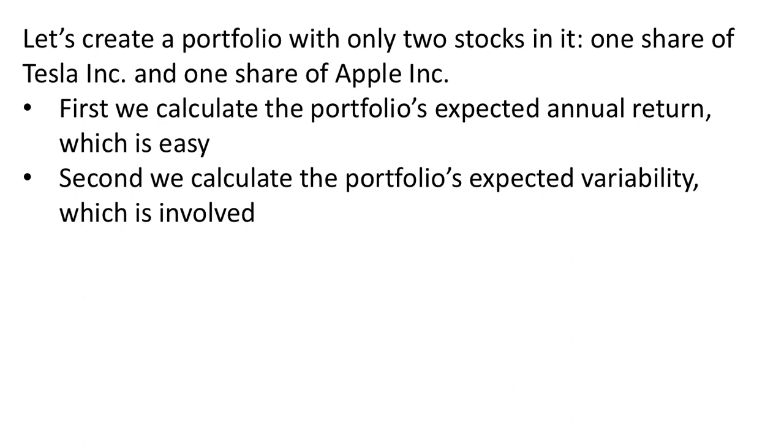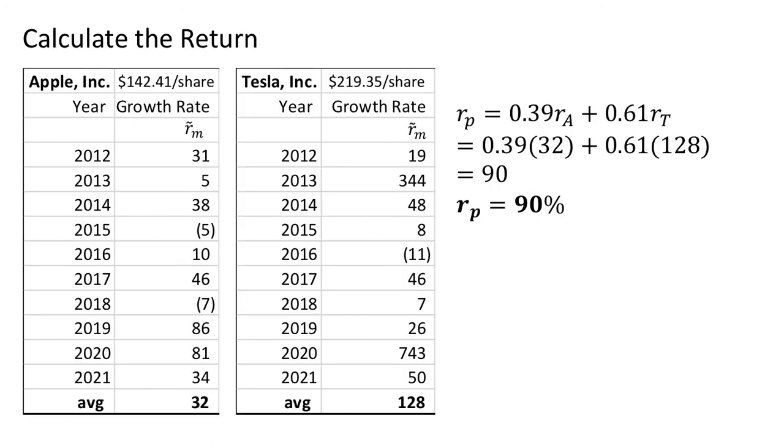1 share of Tesla Inc., 1 share of Apple Inc. First, we calculate the portfolio's expected annual return, which is easy. Second, we calculate the portfolio's expected variability, which is difficult. First, we calculate our 2-stock portfolio's expected return, which is easy. It is a weighted average arithmetic average.